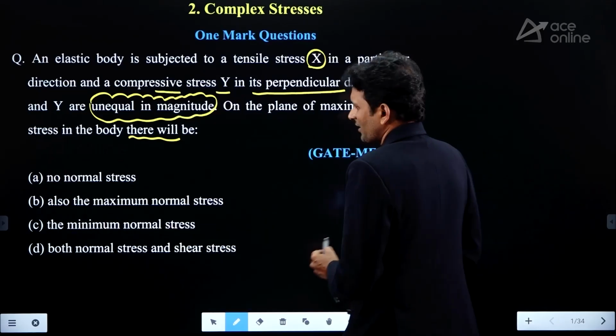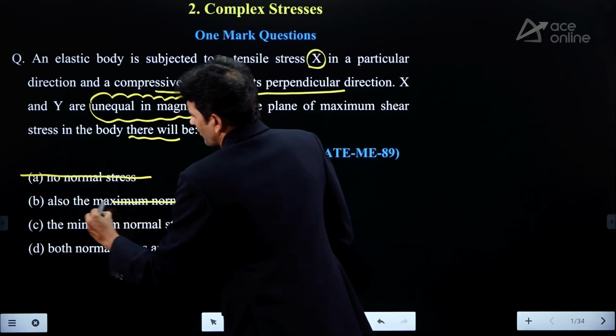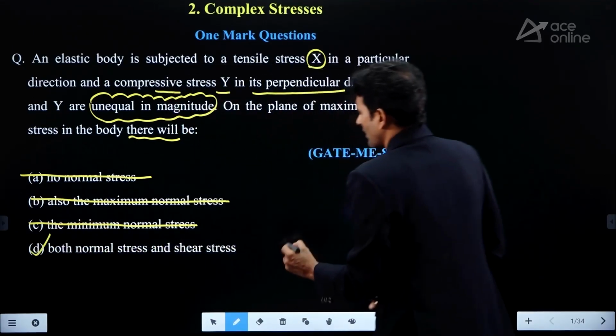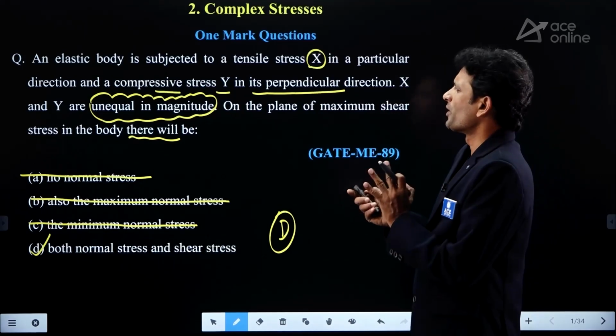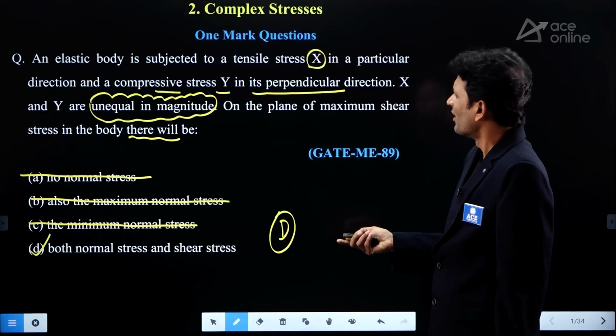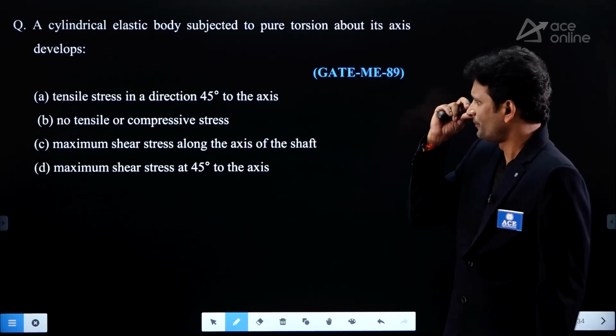Obviously, which option is correct? Here this option is ruled out. Normal stress is not becoming maximum. Normal stress is not becoming minimum. Option D is correct for this question. Which is correct option? Option D. So hope you understand this question. We can solve this by using analytical method also. Here I am using the Mohr circle method. Let's move on to the next question.